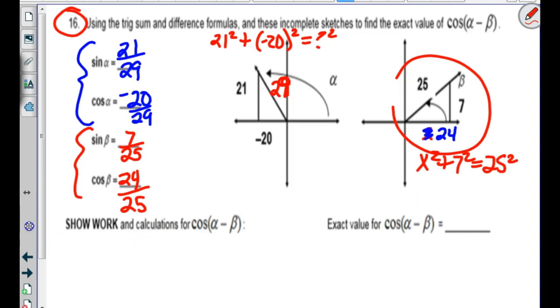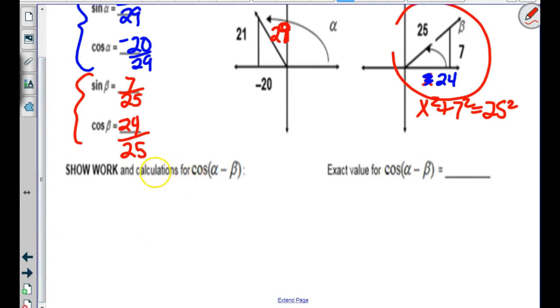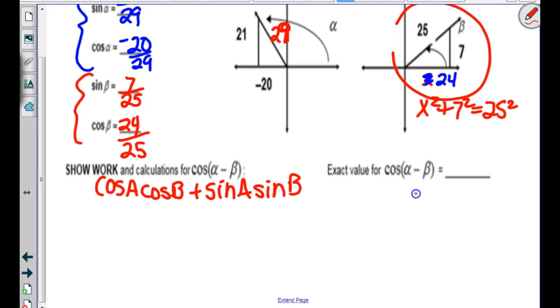Okay, then it says, it actually on the quiz says write out the property. So what is the property for cosine of A minus B on your sheet? And you can use A and B, I don't care. What does it say on your sheet? Cosine A, cosine B, plus sine A, sine B, is that what it says? Now, how are you going to find an exact value here? This is just substituting in numbers.